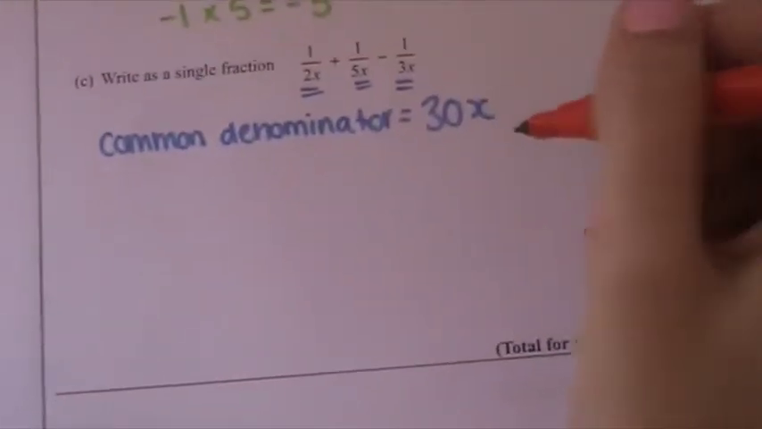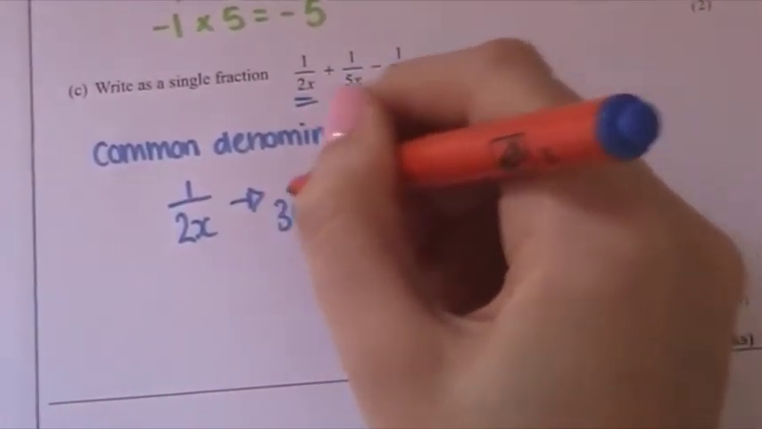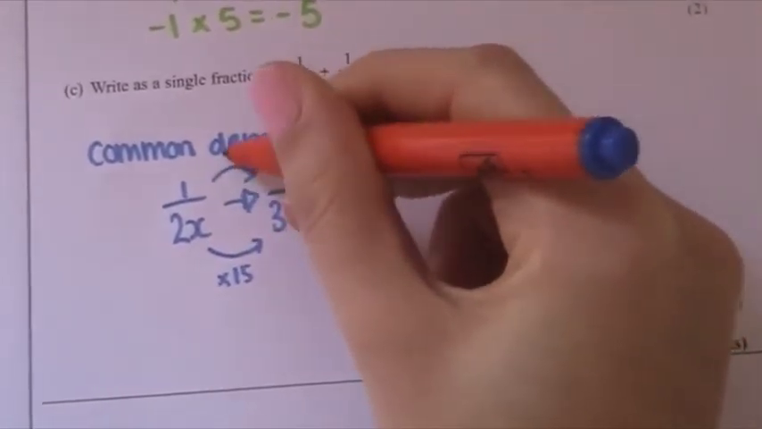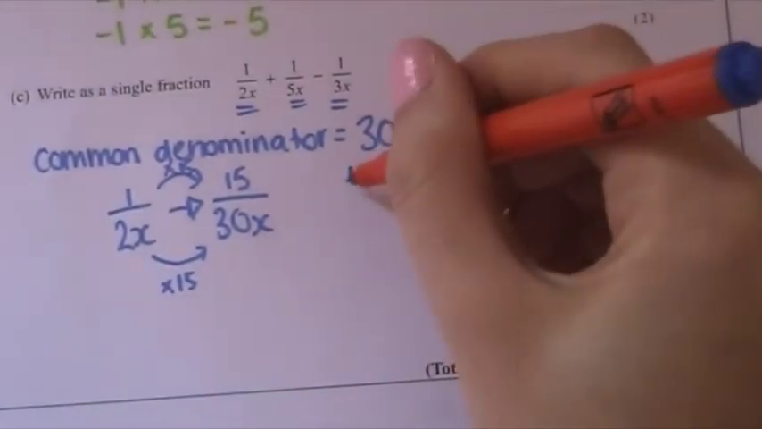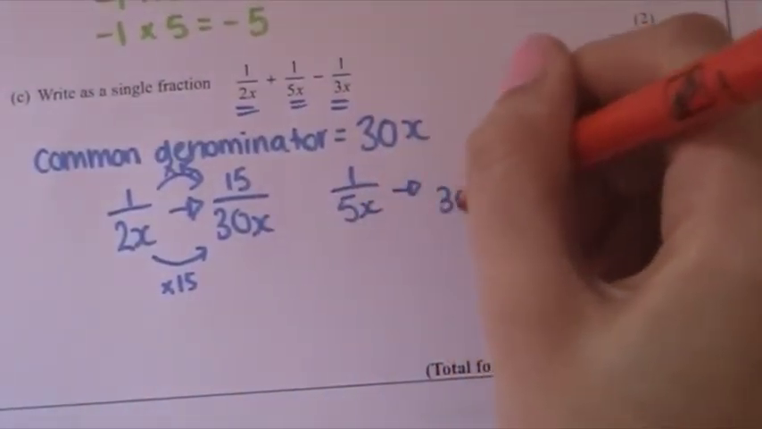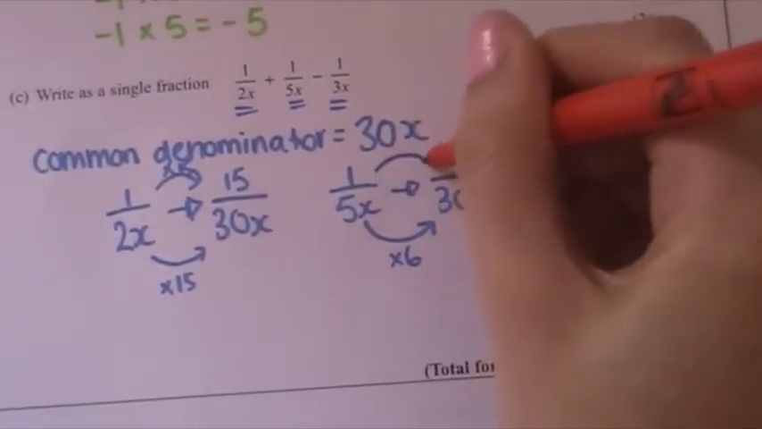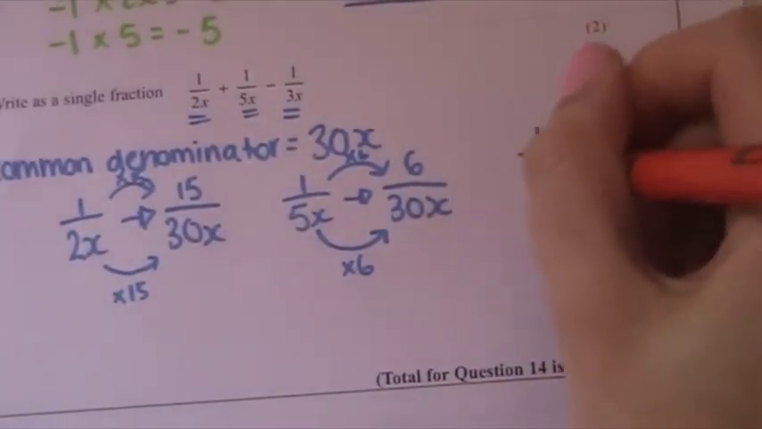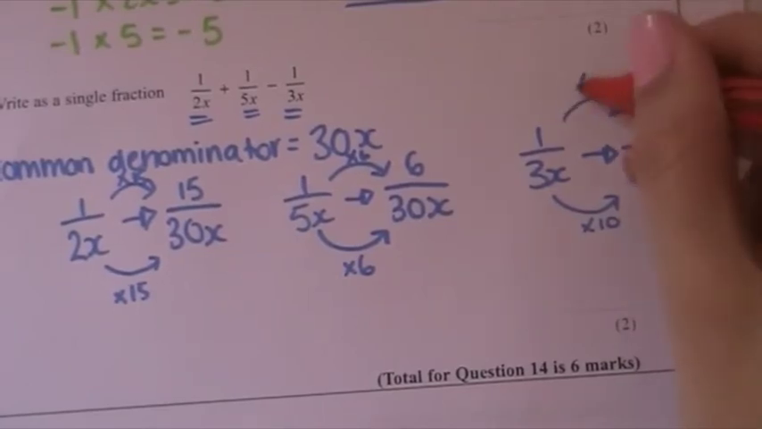So we then need to convert all of these to have this common denominator. 1 over 2x. Well, if we look there, we have times across here by 15. So whatever we do to the bottom, we do to the top. So that first one will be 15 over 30x. And then we've got 1 over 5x. And we need to ask ourselves, what have we multiplied here to get from 5x to 30x? Well, we've times by 6. Whatever we do to the bottom, we do to the top. So we've got 6 over 30x. And our last one, 1 over 3x. What have we done to get to 30x as our common denominator? We have times by 10. So on the top, we must also times by 10.